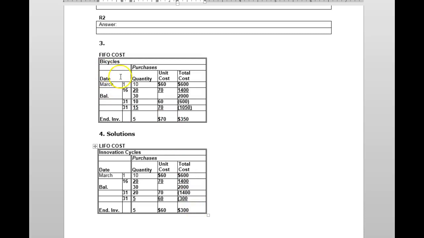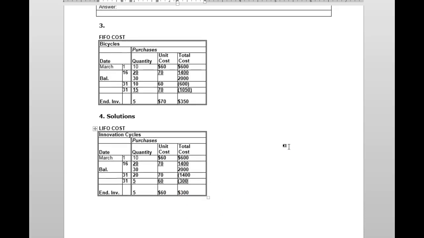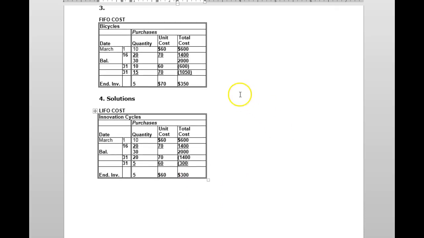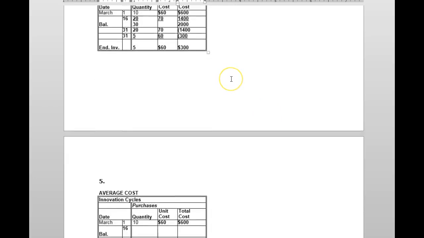So you can compare the differences in how you take cost out of your inventory. FIFO, you'd have an inventory of 350. LIFO, you would have an inventory of 300. And what would this do to your income statement now when you compare those two cost of goods sold? Now, let's move down. I wish I could get these all on the same page for you to see. That's FIFO and LIFO. I believe we have one more, and it's average cost.